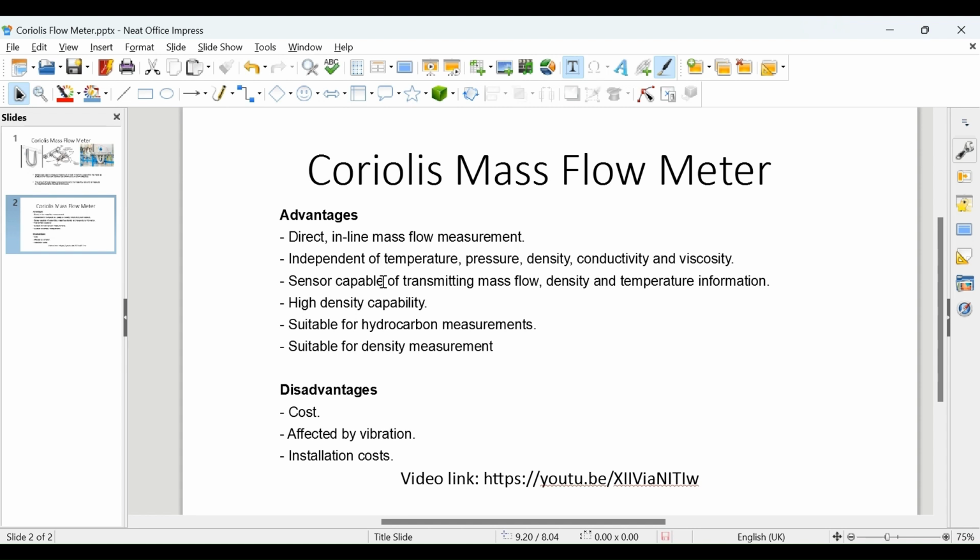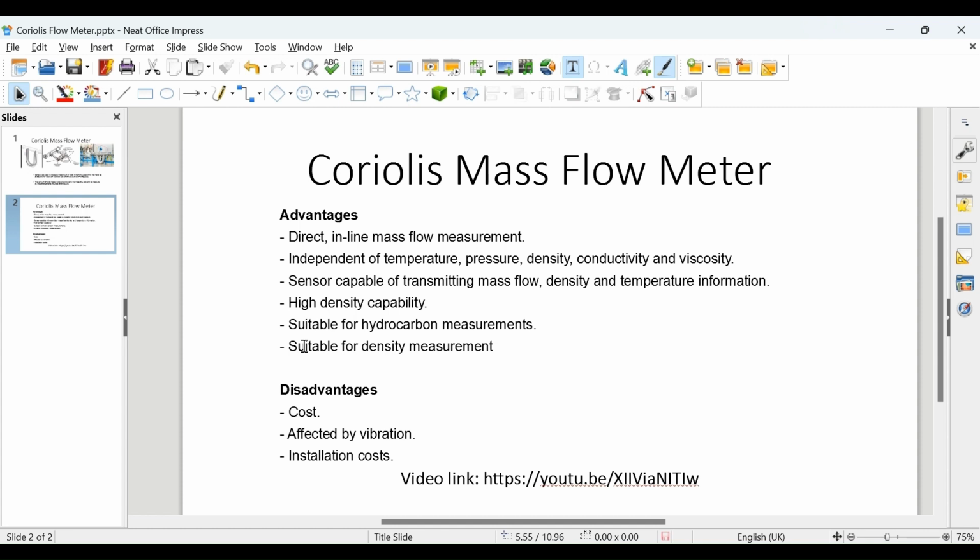It's quite, as I said, independent. It has high density capability. It's suitable for gases and liquid, and it's, as I said, a very accurate measurement technique as well.